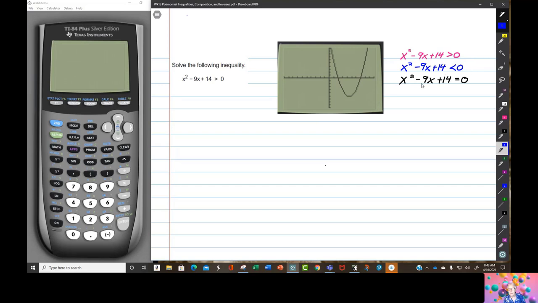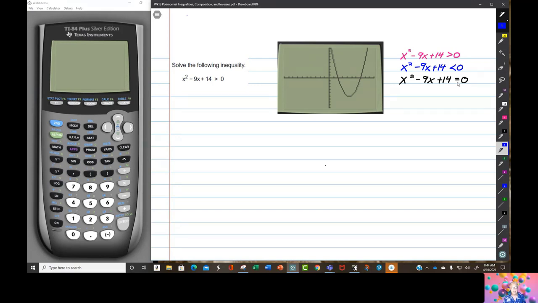Here are all the possibilities. You might have x squared minus 9x plus 14 greater than 0, which is what you have here. But you could also have had x squared minus 9x plus 14 less than 0. And you might have had x squared minus 9x plus 14 equals 0. Those are the three possibilities.